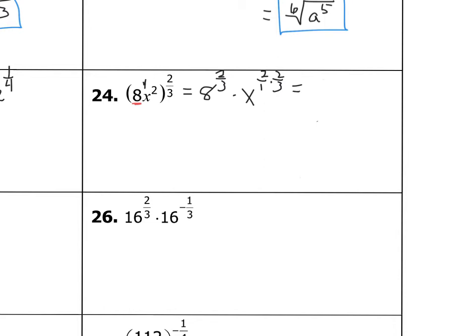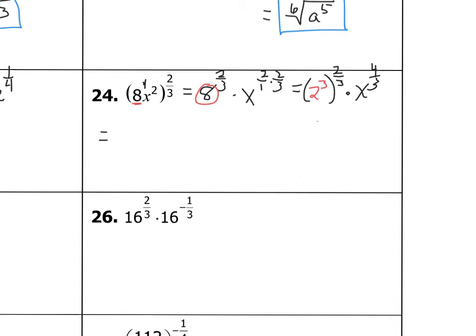On top of that, I'm going to take this 8 and change it into its exponential form. So I actually have 2 to the 3rd, and I'm going to raise that to the 2/3. I'm going to do this one for you, and I'll give you another one to do on your own. All right, so we got 2 times 2 is 4, and 1 times 3 is 3. So we've got x to the 4/3.